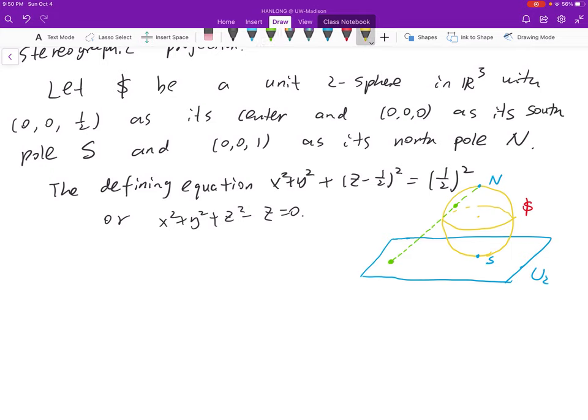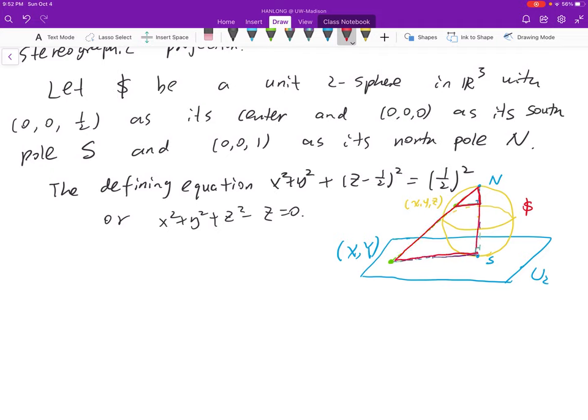Then we try to find the formula relating these two points. First, this point on the sphere, let's call it (x, y, z). And on the U2 plane, you only have two coordinates, so let's denote them by capital X, capital Y. Then by trigonometry, we do the following: connect N and S, connect S with the green points on U2, and project the green points on the sphere to NS. So you have two similar triangles. The first one is this one, and the second one is this one.